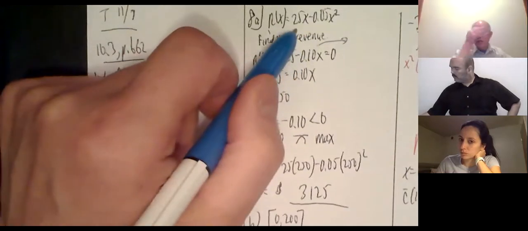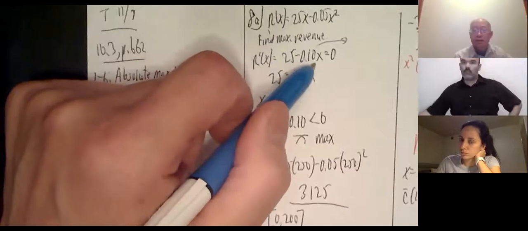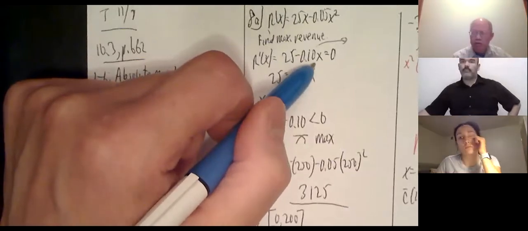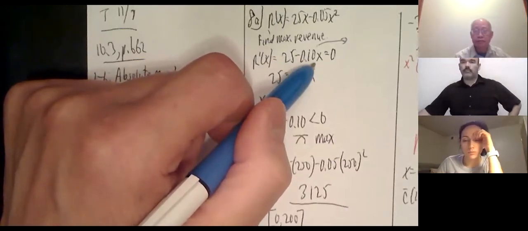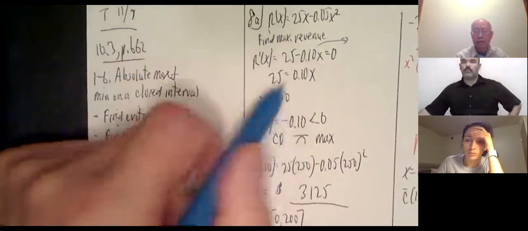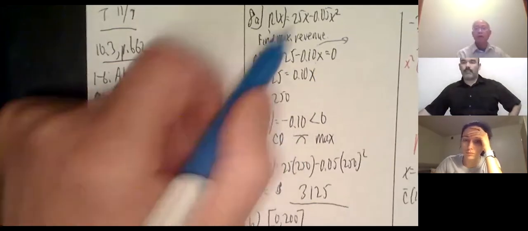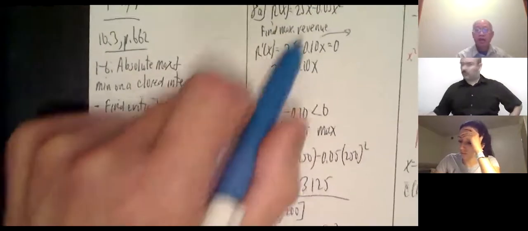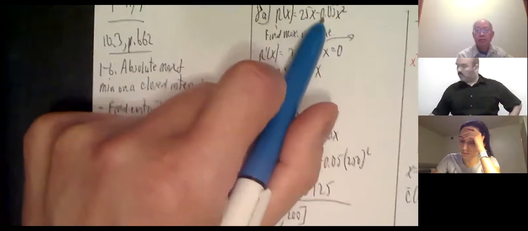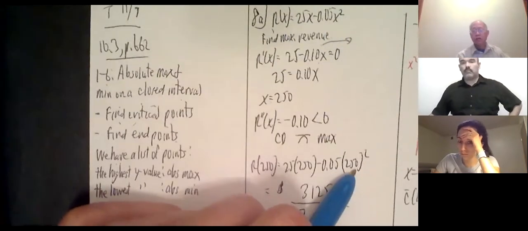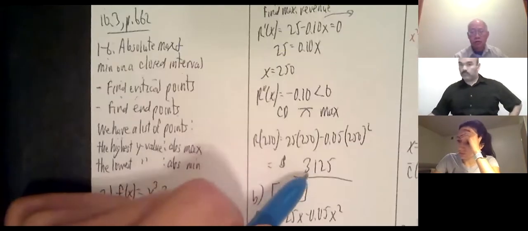Again, how did I get that? I took the derivative and set it equal to 0. Remember, that gives you possible maximum and minimum values. We now know it's a maximum. So what is the maximum revenue? I plug in 250 here, 250 there. 25 times 250 minus 0.05 times 250 squared. Punch it in your calculator, 3125.